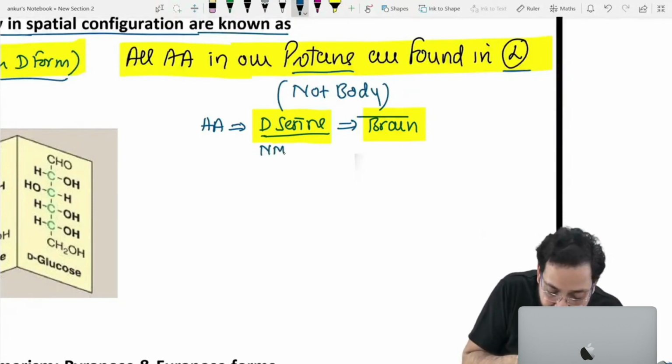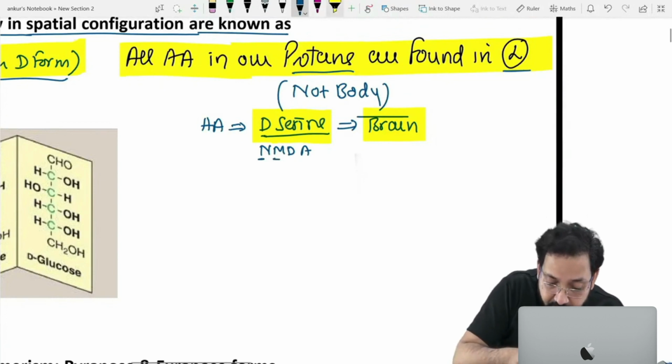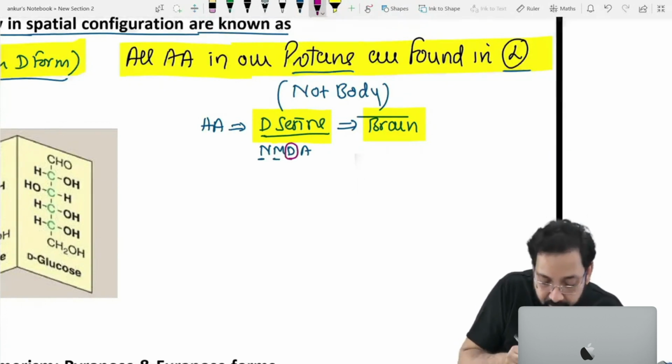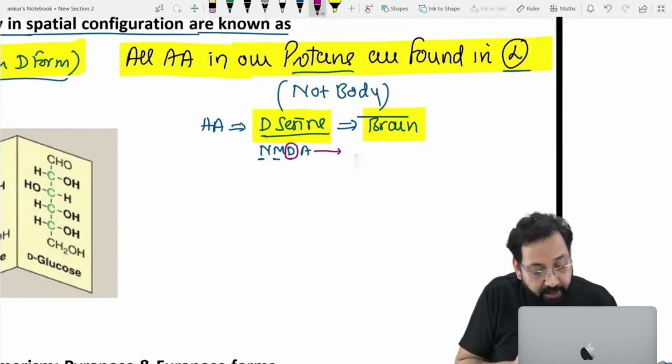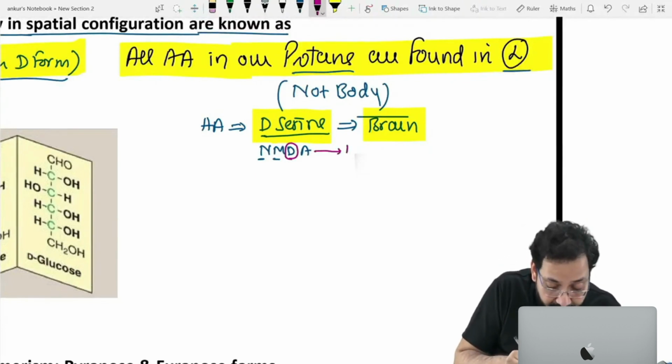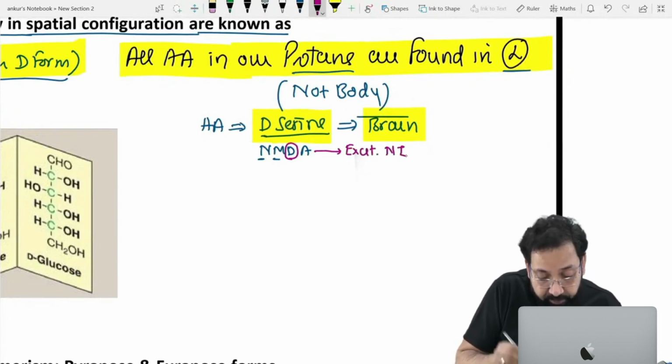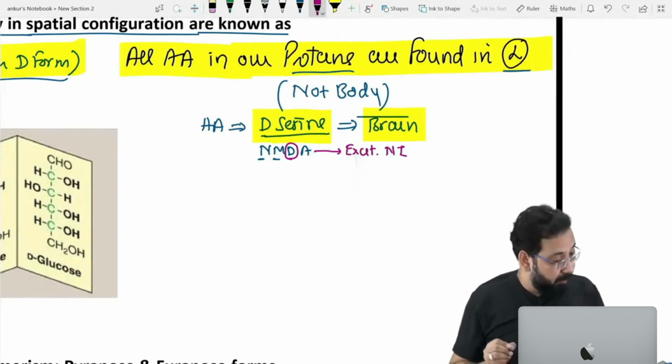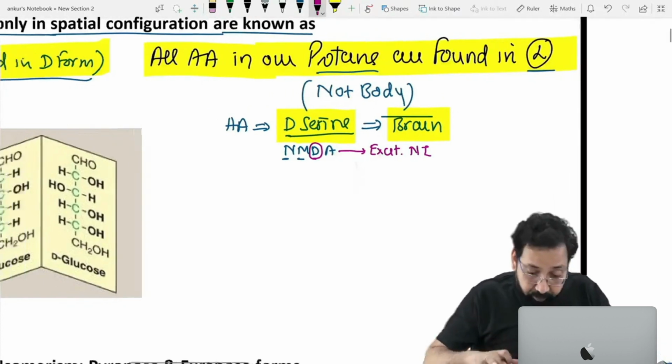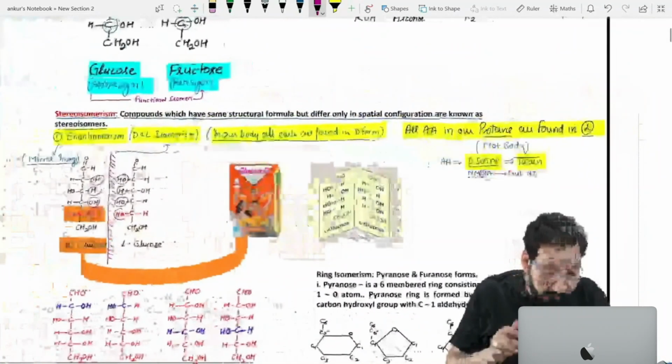NMDA, N-methyl D-aspartate. N-methyl D-aspartate means that aspartate is present in capital D form. This is an excitatory neurotransmitter. Excitatory neurotransmitter. Clear? Now, this is enantiomerism.